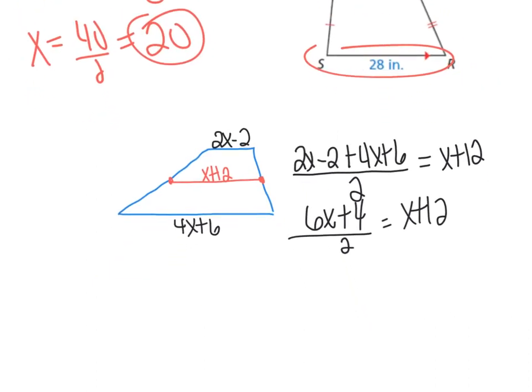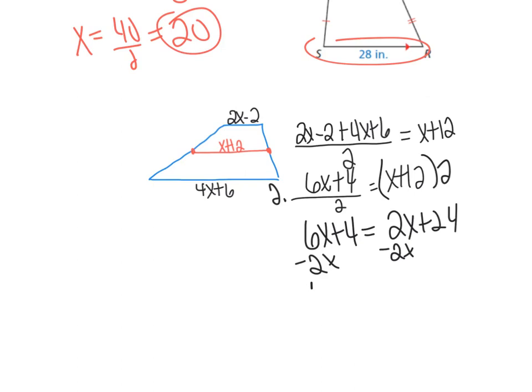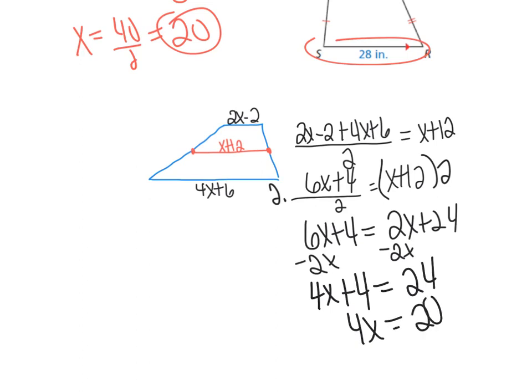Easiest way to solve this equation from here is to get rid of that divided by 2, so I'm going to multiply everything on both sides by 2. I'm left with 6x plus 4 on the left, and 2x plus 24 on the right. If I subtract 2x from both sides, I get 4x plus 4 equals 24. If I subtract 4, I get 4x equals 20, so x equals 5.